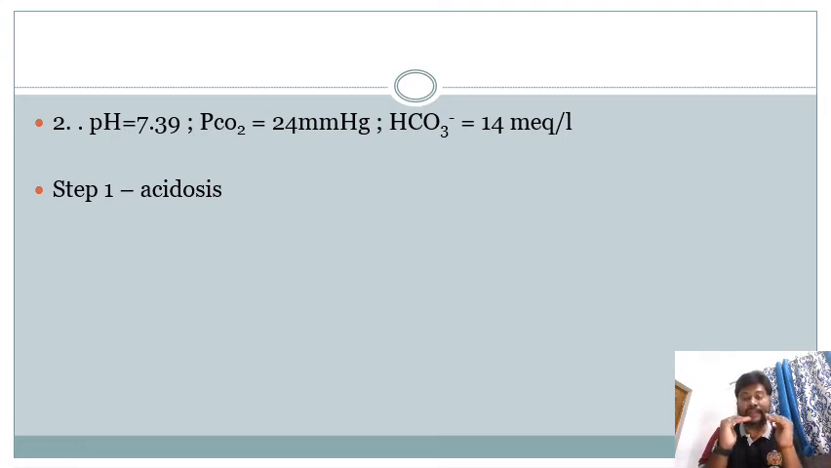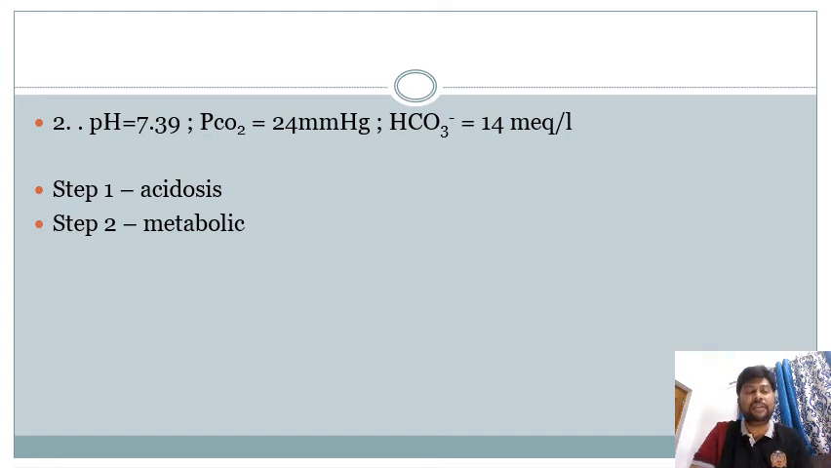Fix this. Next, see the PCO2 and bicarbonate level, which is favoring acidosis. PCO2 here is 24 millimeter mercury. It is decreased. Decreased PCO2 will never cause acidosis, so it is not a respiratory disorder. Coming to the bicarbonate, that is decreased. A base, if it decreases, can lead to acidosis. So bicarbonate is favoring. Since bicarbonate is favoring, this is a metabolic disorder.